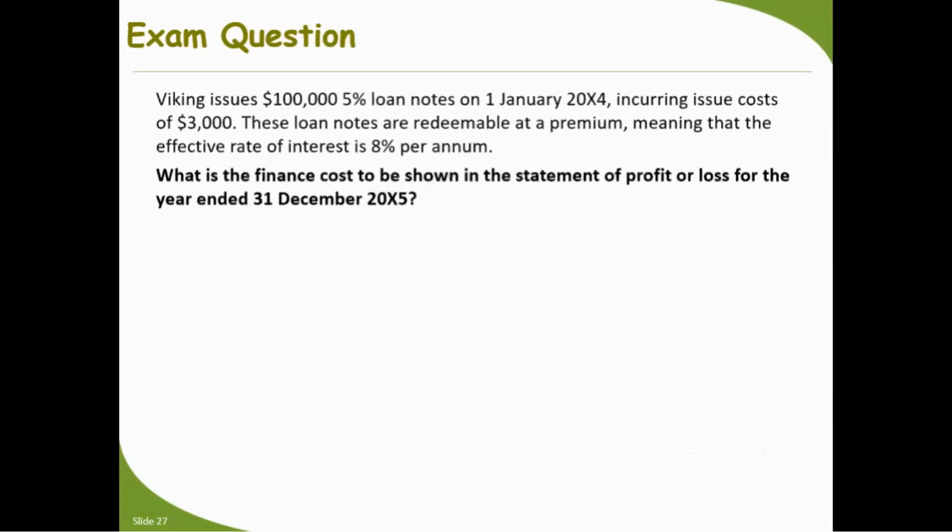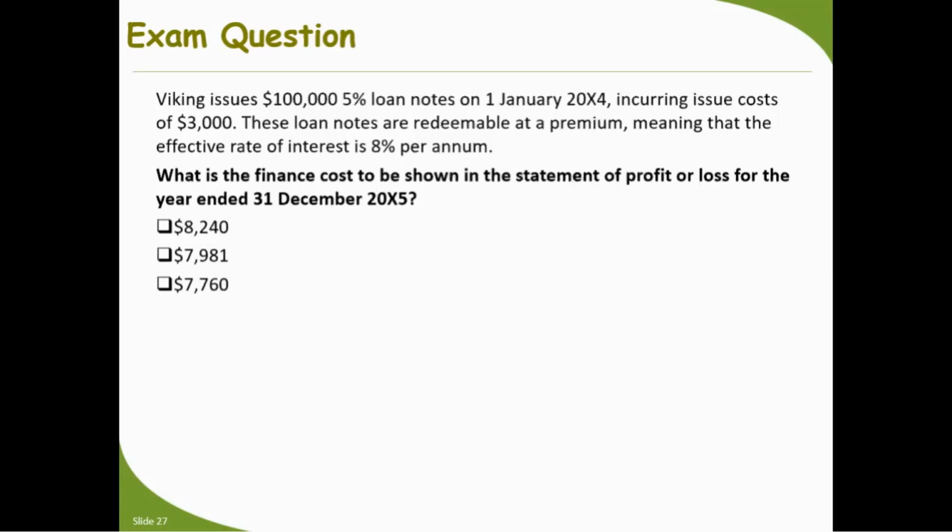Viking issues $100,000 5% loan notes on 1st January 2004, incurring issue cost of $3,000. These loan notes are redeemable at a premium, meaning that the effective rate of interest is 8% per annum. What is the finance cost to be shown in the statement of profit and loss for the year ended 31st December 2005? Now, what's the question?